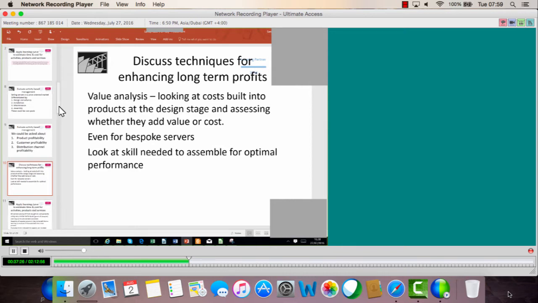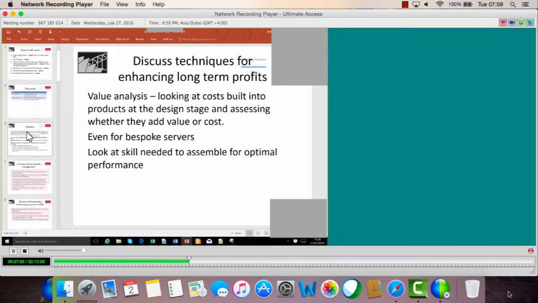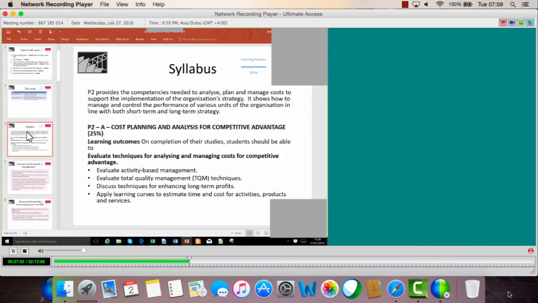just so that those of you who perhaps later join us can see where all this fits in. A quick overview of the syllabus itself. And what I'm doing is I'm working through these. I'm focusing on three of them. Evaluate activity-based management. I felt that I'd addressed TQM in a previous class. I'm looking at discuss techniques for enhancing long-term profits now, and I will then look at learning curves afterwards.